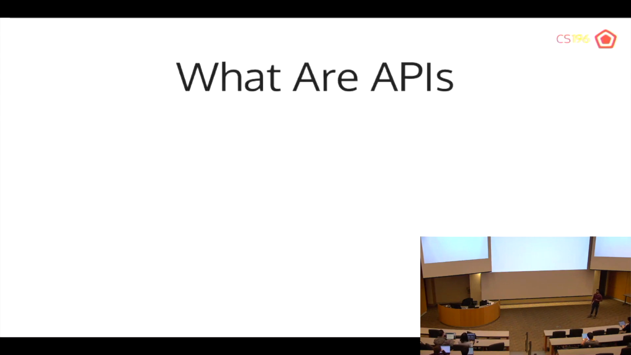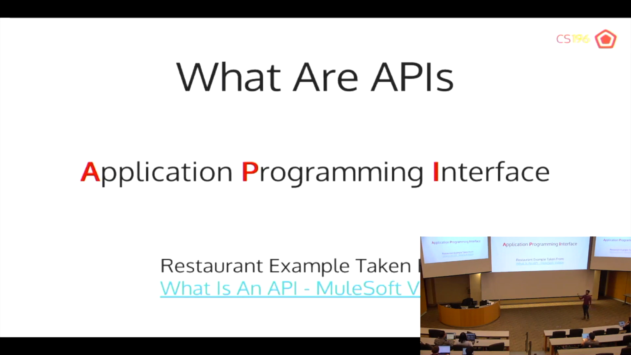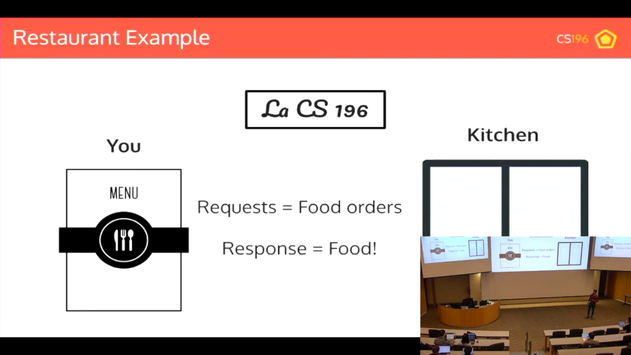So what are APIs? API stands for Application Programming Interface. And I'm going to use this example from this video. You can watch this later. It explains it very, very well. I thought it was a great example. So imagine you are at a restaurant, La CS196. You are over here. You have a menu full of requests. Those are your food orders. And then the kitchen is what's going to handle your request. And you get food out of it.